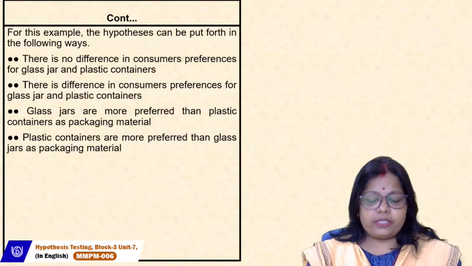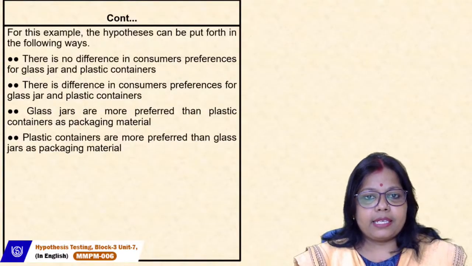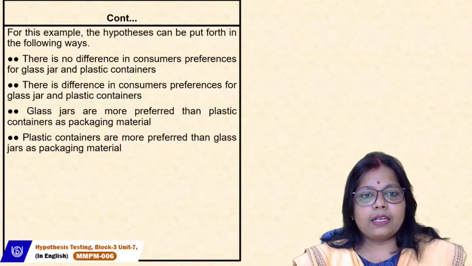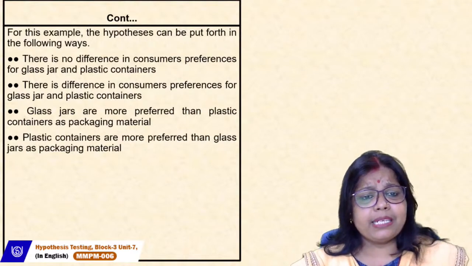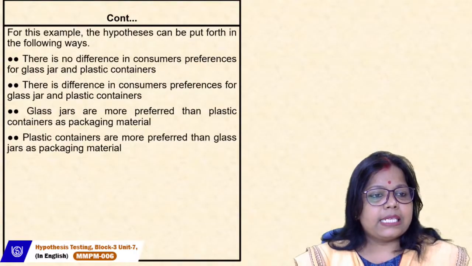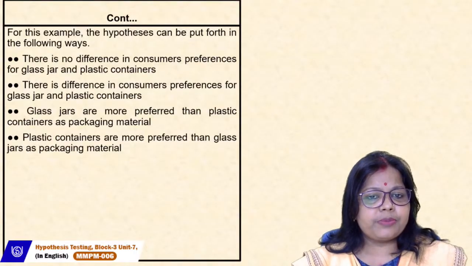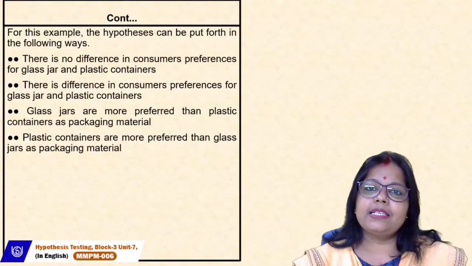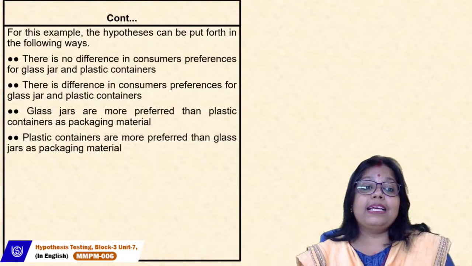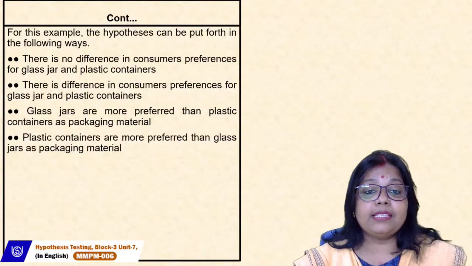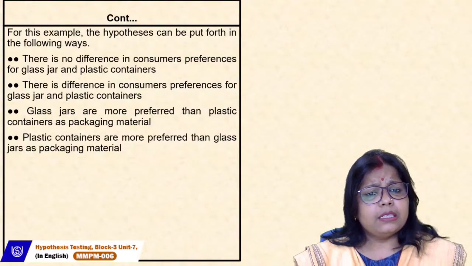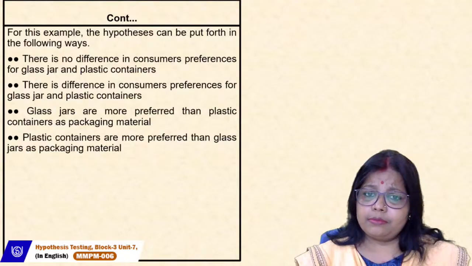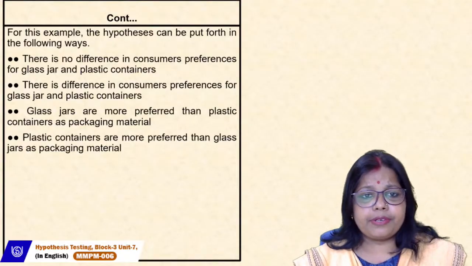So the first statement says there is no difference in customers' minds, or you can say customers are 50-50 agreeable, or they agree with any changes. It may be a plastic jar, it may be a glass container, all agree with that. Second is there is a difference in consumers' preferences for glass jar and plastic containers. Another assumption is there in the mind of a producer. There is a difference in consumer preference. The first statement is saying there is no difference. Customers are happy if you are providing plastic jars instead of glass. There is no difference, no complaints.